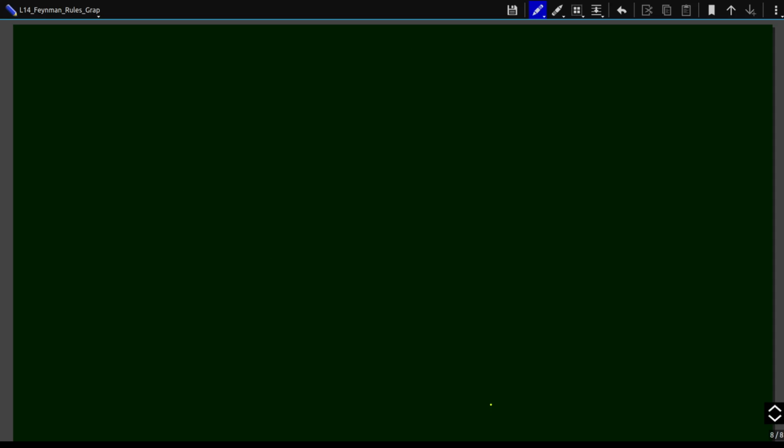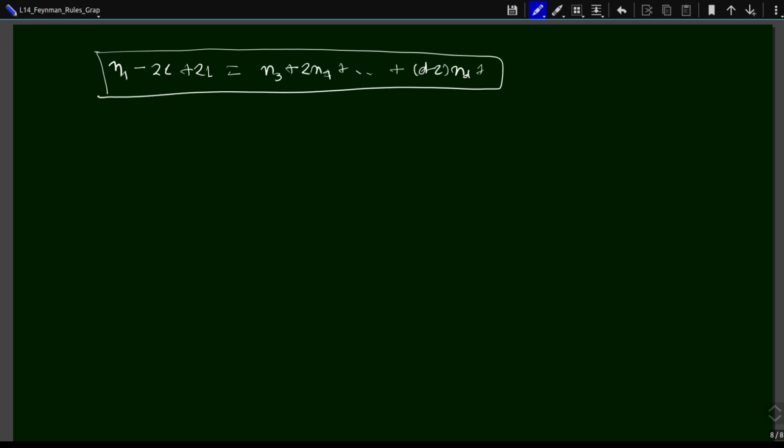So the expression that I will get is n1 minus 2C plus twice L is equal to n3 plus twice n4 plus blah blah blah plus (d minus 2) n_d plus blah blah blah. Okay, this is the expression. Why I wrote it like this?